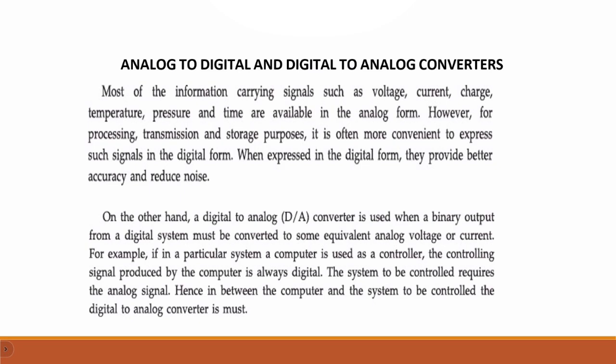For that we are using A to D converters on the transmitter side. Likewise, we are using D to A converters on the receiver side for recovering the original information signal. There are different types of A to D converters and D to A converters. Before going to the different types of converters, we have to know about the process of conversion.